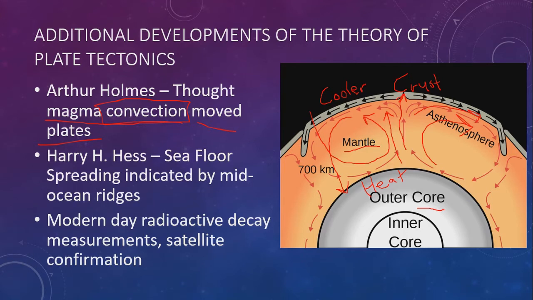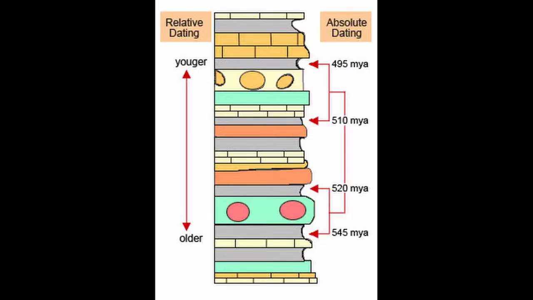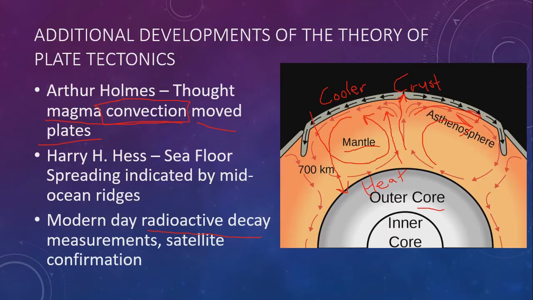And basically in the modern day, in the last 20, 30, 40 years, we've been able to confirm all these ideas. We've used that principle of radioactive decay, which is how we figured out how old the fossils were. We can also do the same kind of analysis on the rocks at the bottom of the ocean. And actually, even now, we can use satellites to figure out how fast each continent is moving.